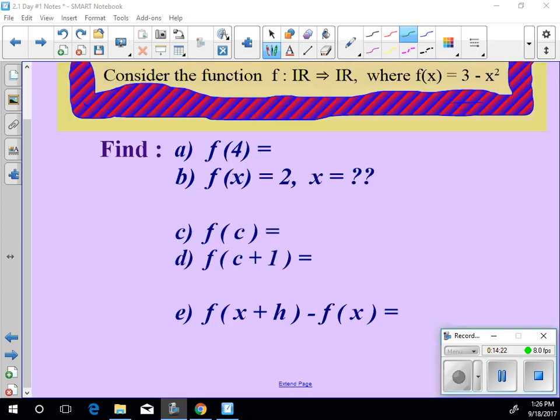Okay, so I got a function. We're going to call it 3 minus x squared. And instead of x, I'm going to plug in c. Oh, that's easy. So I'm going to plug in, instead of x, I'm going to plug in c. So it looks like I get 3 minus c squared.